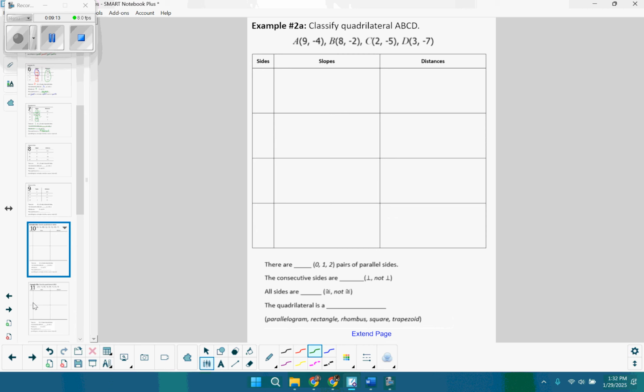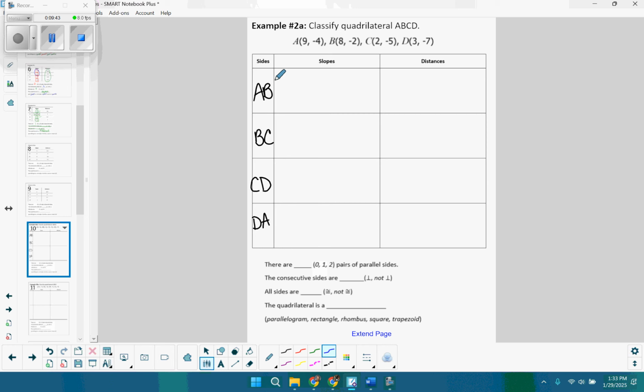So for our problems where we have to create our own table, we know it's quadrilateral ABCD. So my sides, I'm going to go in order. AB, then BC, then C to D, and then D is going to connect back to A. So that's how I'm going to make the list over here on the side of what the sides are.